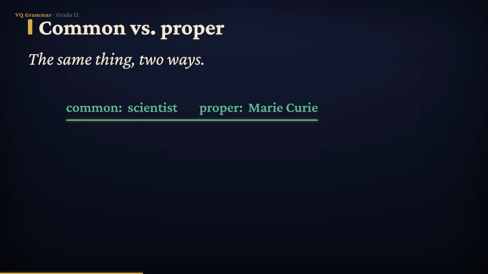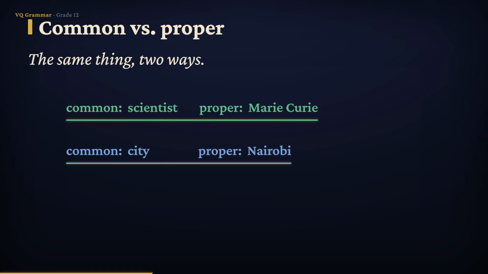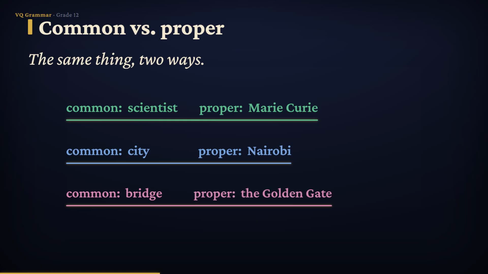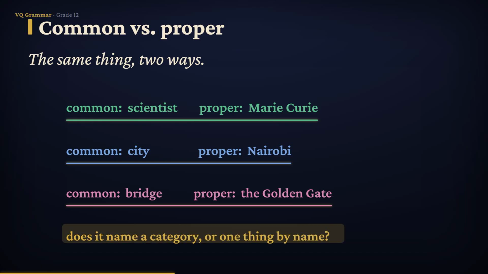Scientist is a common noun, a whole profession. Marie Curie is proper, one specific scientist, capitalized. City is common. Nairobi is the proper name of one particular city. Bridge is common. The Golden Gate is a proper name for one exact bridge. Notice the pattern. The common noun is the category, and the proper noun is one member of it, lifted out and given a capitalized name. So whenever you're unsure, ask, does this word name a category or one thing by name?